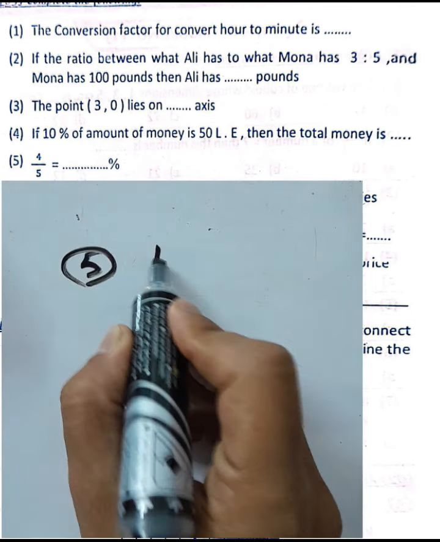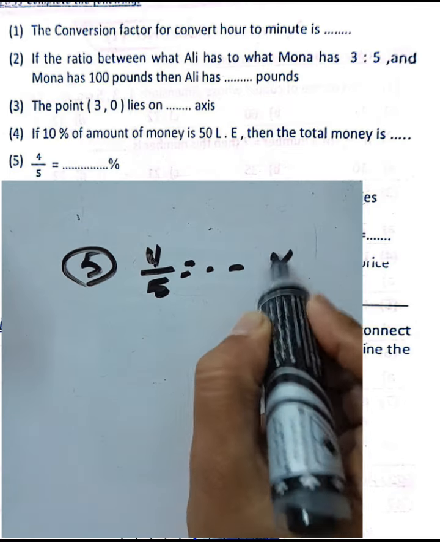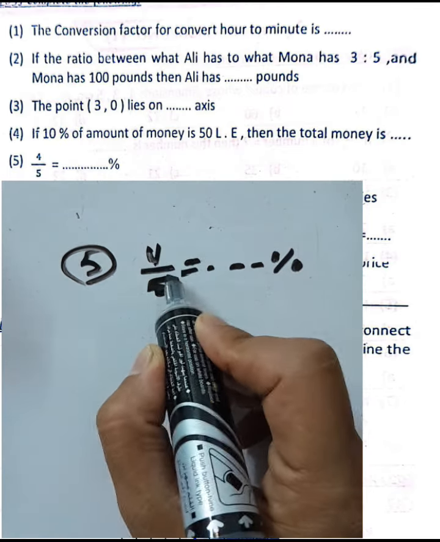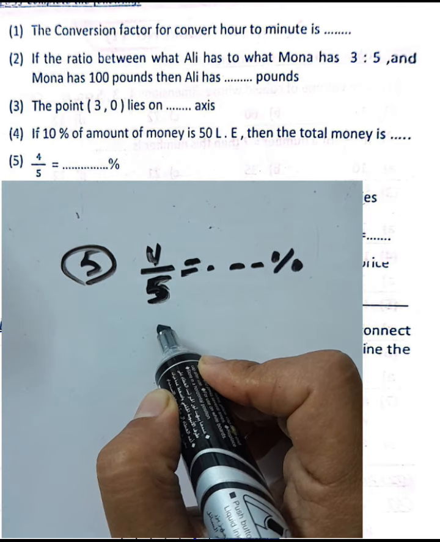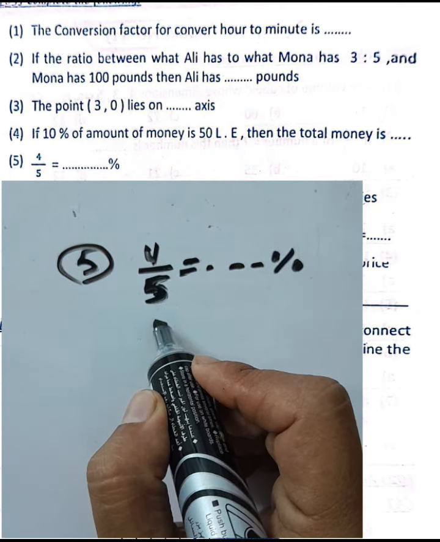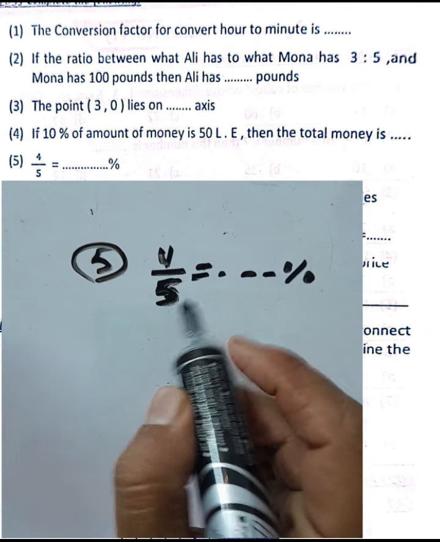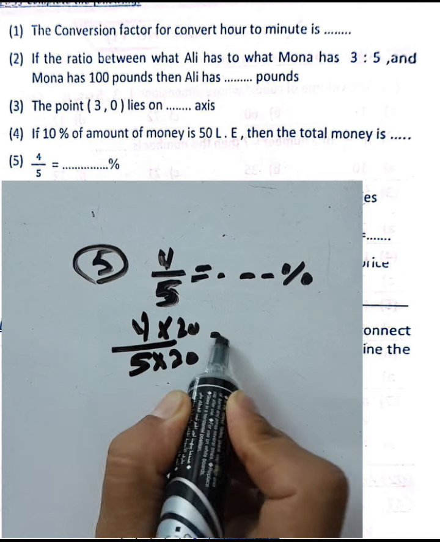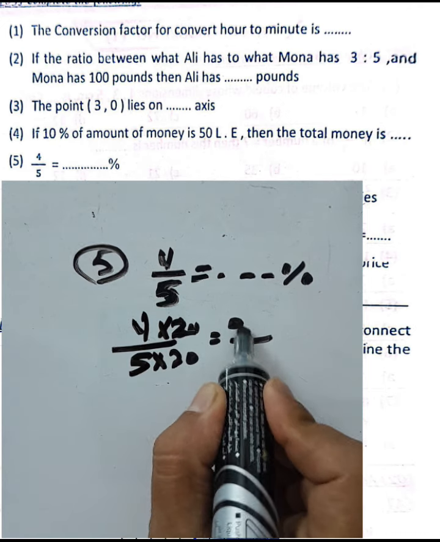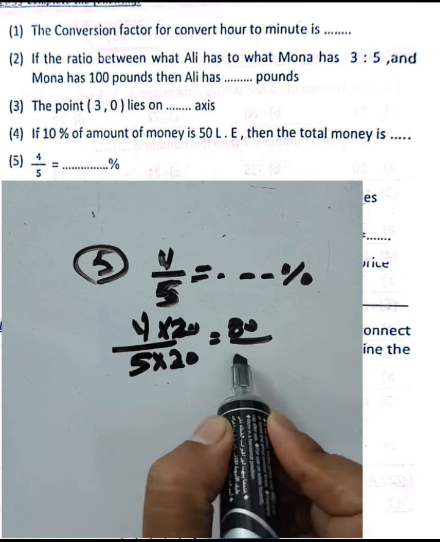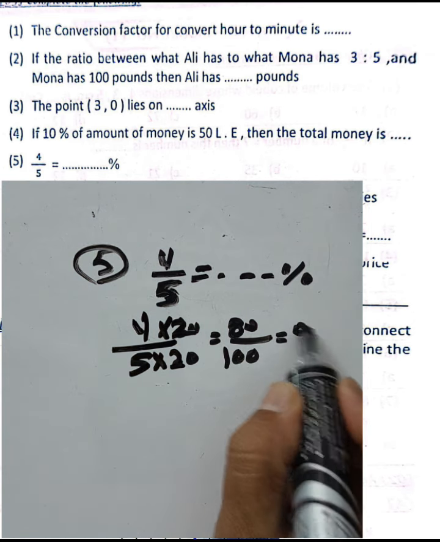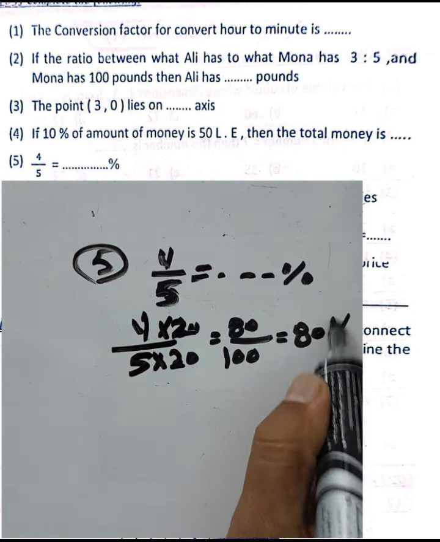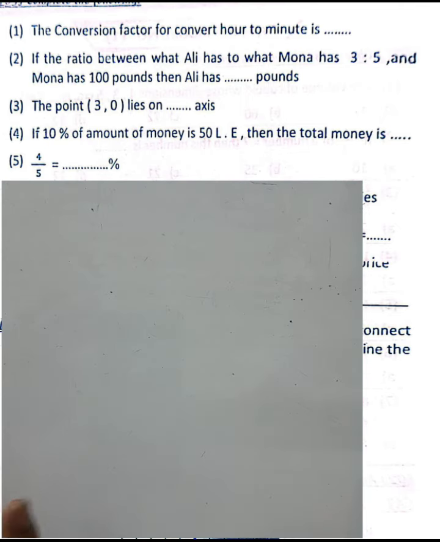Question number 5. Convert 4 over 5 to a percent. We know the percent is a ratio whose second term is 100. So you must convert 5 to 100 by multiplying the numerator and denominator by 20. 4 times 20 equals 80, and 20 times 5 equals 100. Then the ratio 80 over 100 will be 80%. You must write 80% here.